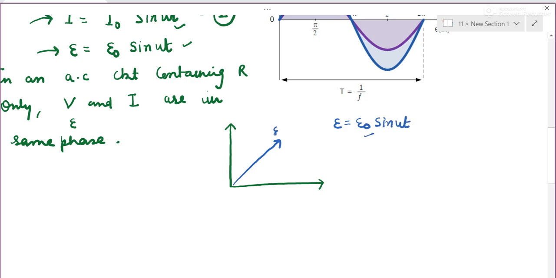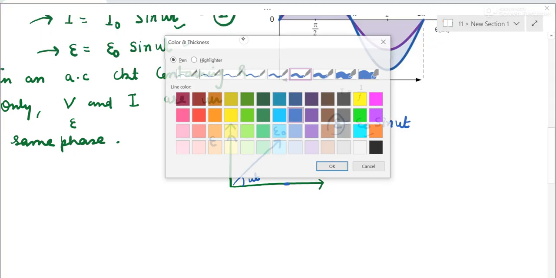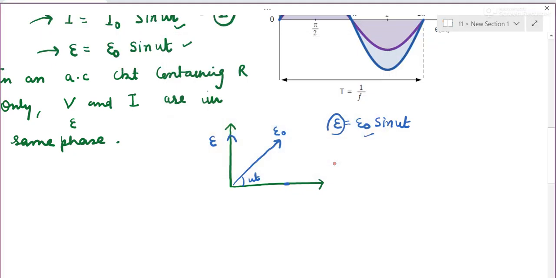So this blue line is representing E naught and this is omega t. So here will be E naught cos omega t along the other axis. So here is your E. So this is for E. Now current is also in same phase. Okay, so current is voltage upon resistance, so current will be little less. So this is current, this is I naught. It is in same phase, so I is equal to I naught sin omega t. So this is your I.